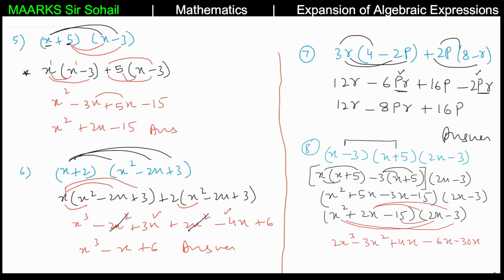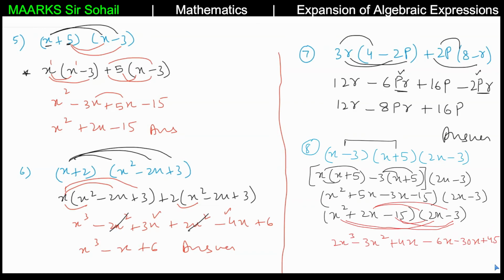Then finally we have this last step, minus 15 into minus 3 is minus minus plus, and 15 3s are 45. I want to tell you that often students, especially when multiplying this minus with minus, they don't change the sign, they write it minus, and when they multiply minus with this plus, even then they don't change the sign, they write plus. So this is very important, you need to be careful about it.